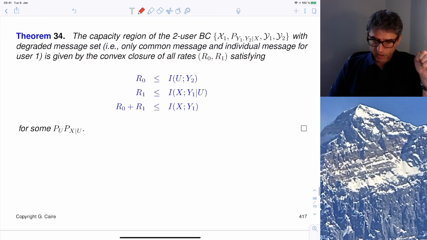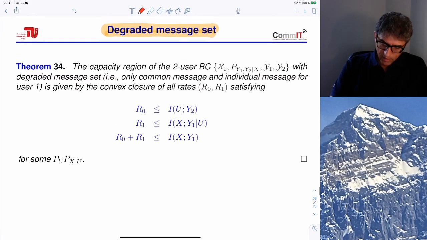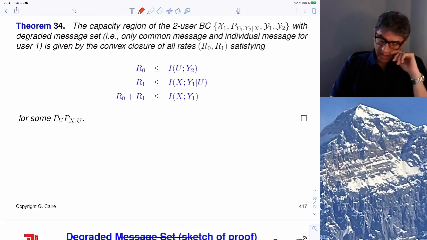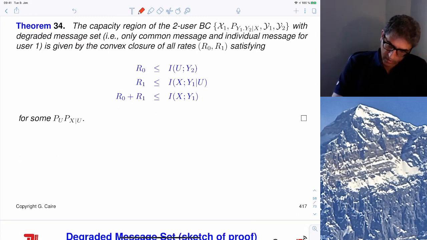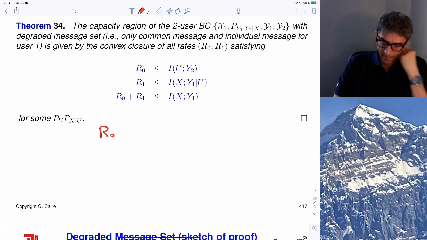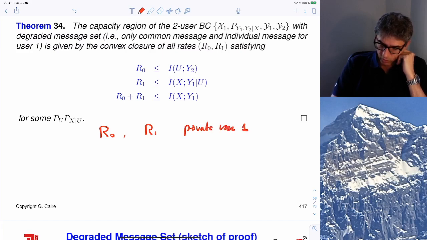So that's precisely the case of digital TV broadcasting, where we can transmit standard definition TV to some users, and then some other users may be able to receive a refinement. So, for example, R0 is the common message, and R1 is just the refinement for some users. In this case, we have two users. So R0 is common, and R1 is private for user one. User two only wants R0.